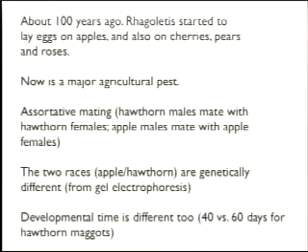So what's happened over the last 100 years? Well, like I said, it's now a major pest. That's why it interests a lot of people. People call this type of mating preference assortative mating. As I say, hawthorn males with hawthorn females, apple males with apple females.